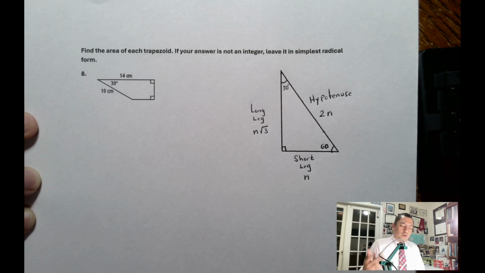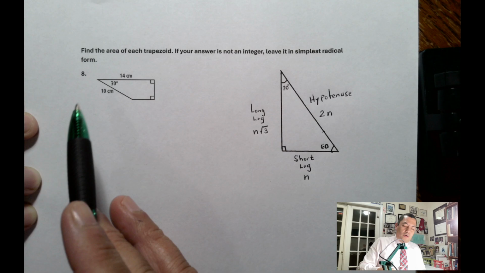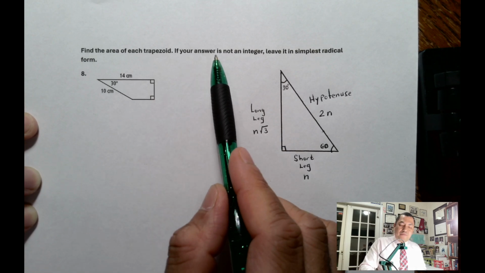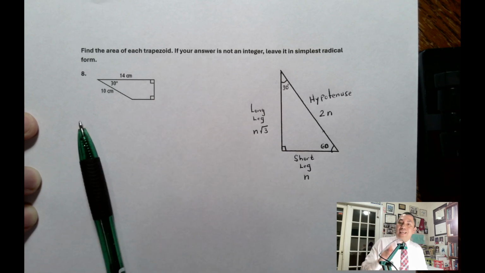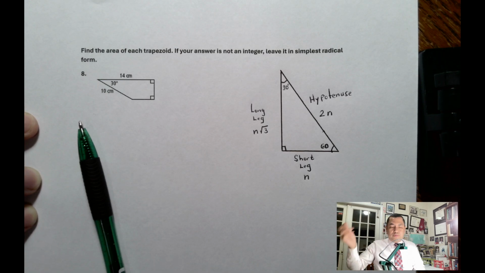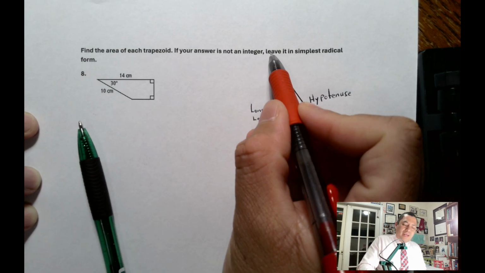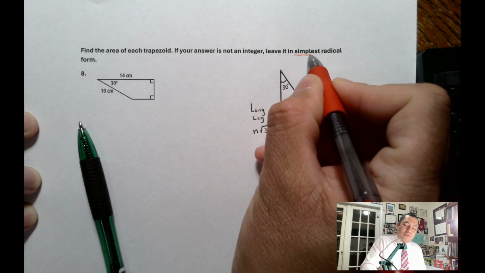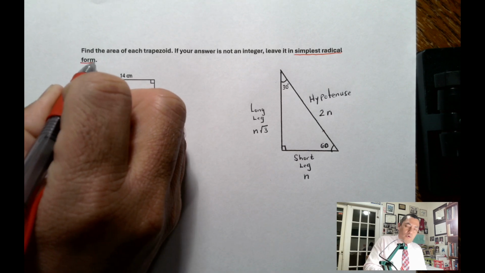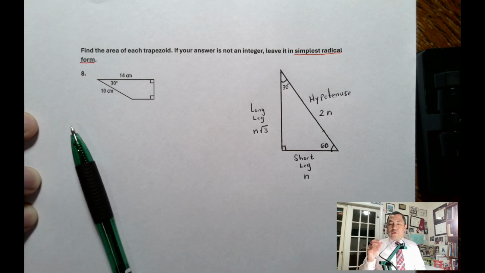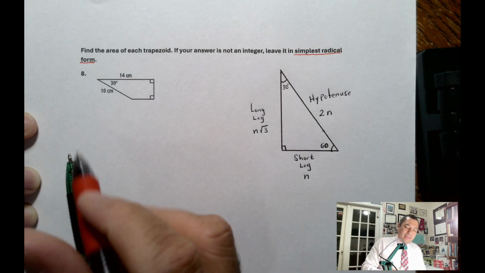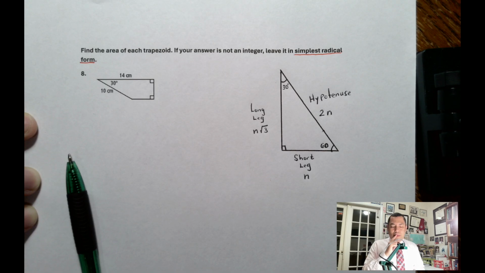We're going to solve the following problem. It says find the area of the trapezoid. If your answer is not an integer, that means a number like 2, 3, 4, 20, 25, leave it in simplest radical form. That means we're not going to give decimals. We're going to leave the radical. So in this case, this is the trapezoid that I have.